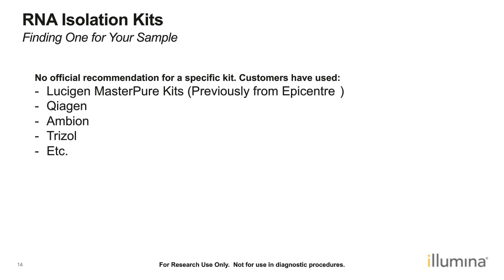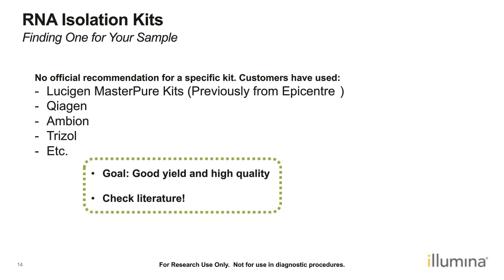We are often asked, what kit should I use for my RNA isolation? And while we have no official recommendation, we know that customers have used the MasterPure family of kits by Lucigen. They have also used QIAGEN, Ambion, Trizol, etc. The main point here is that we want good yield and high quality material. We also want to make sure that we are capturing the right species. So if you're looking for microRNA, we want to make sure that the extraction kit we are using is going to be able to capture microRNAs. So what we want from RNA isolation kits is good yield, high quality material, and as always, check the literature to make sure that we are capturing the right species.